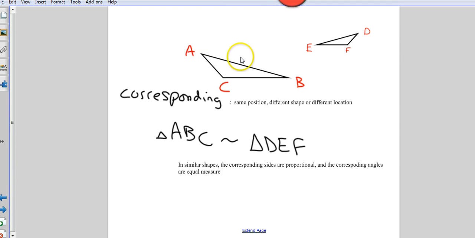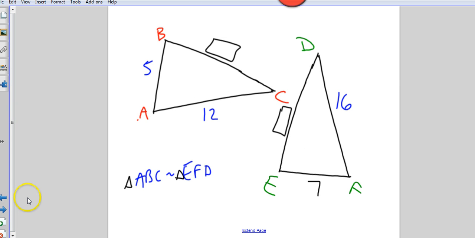So that's what happened. It's been AC, once you flip it, you see it really is corresponding with that DF side. So the corresponding sides in similar shapes are proportional, so we can write a proportion which will help us solve via our proportions.